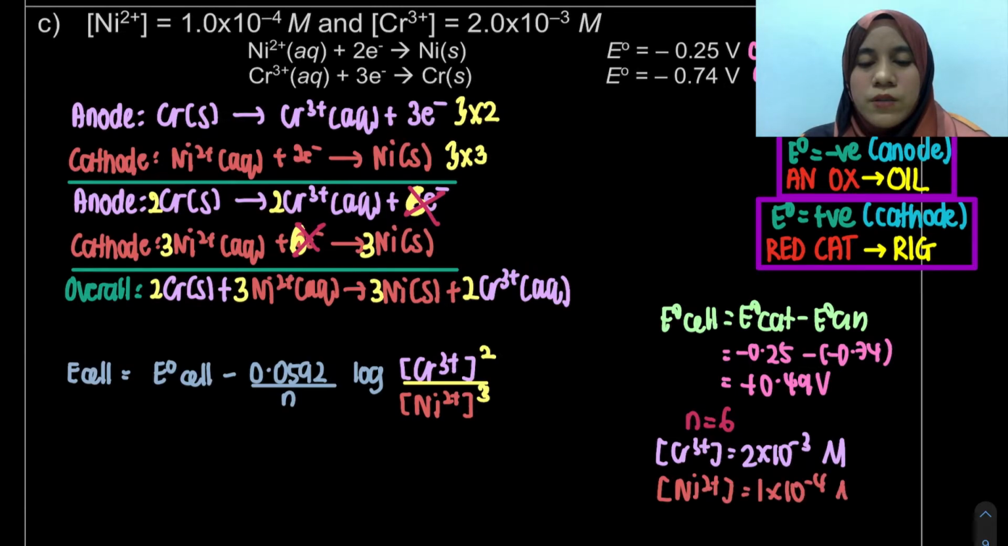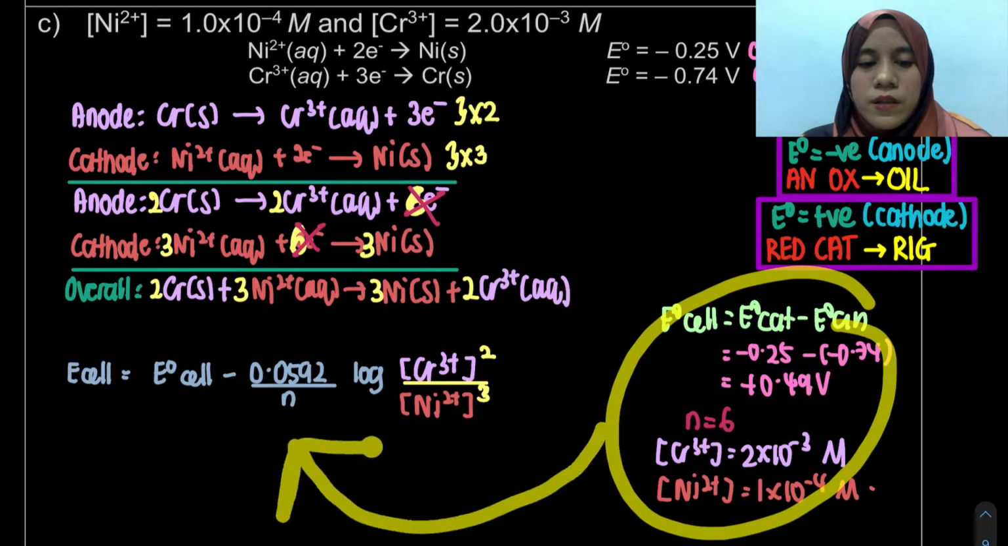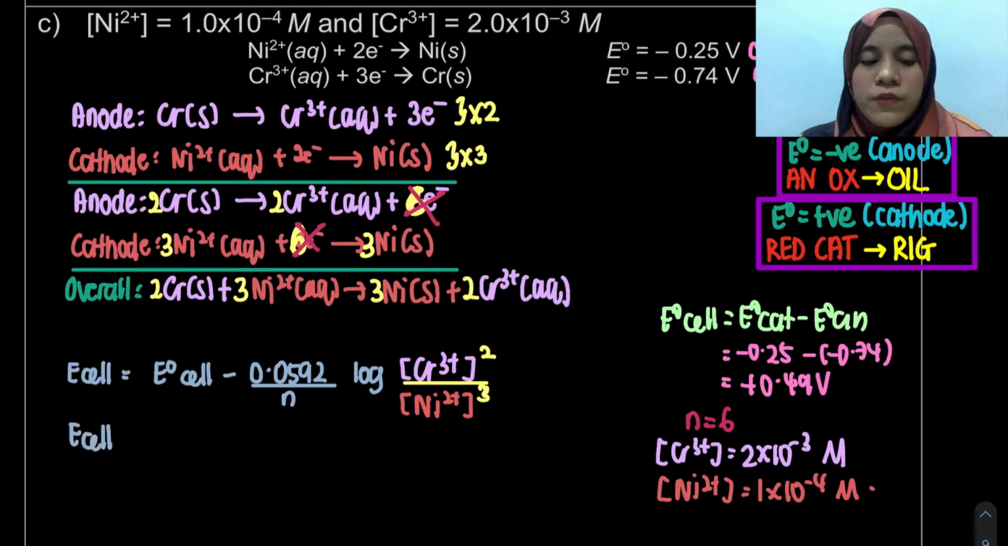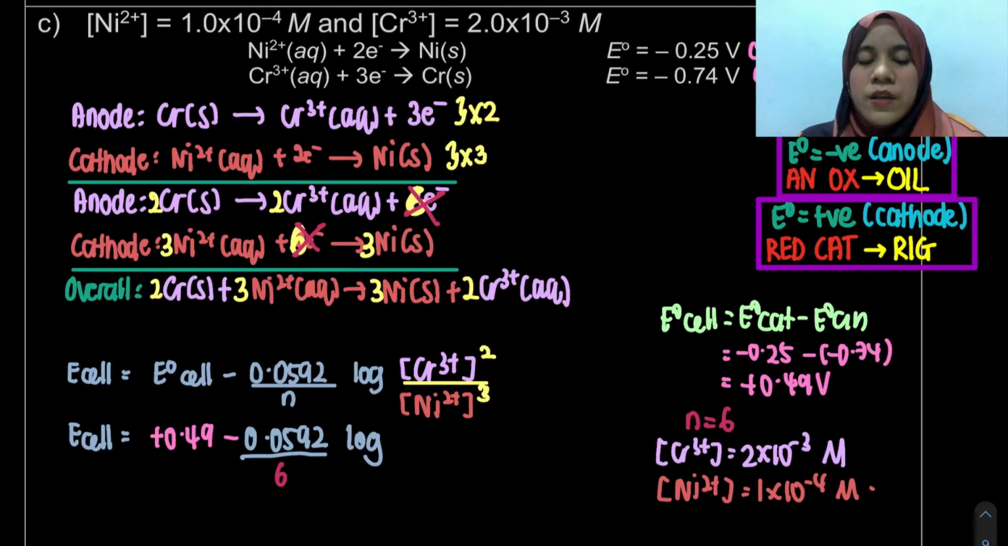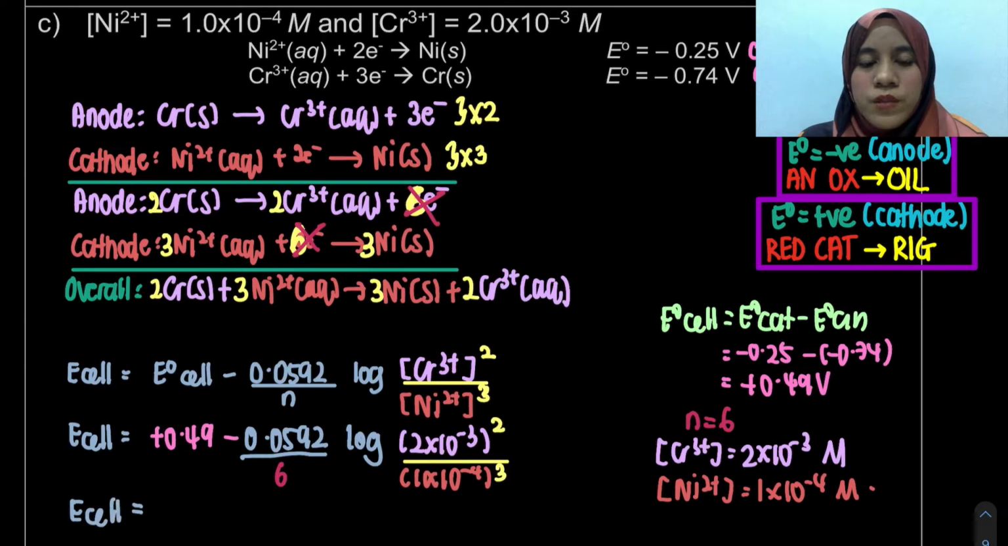Since all the components we have known the values, we can substitute them straight away. So here is positive 0.49 minus 0.0592 divided by 6, log of the concentration of Cr3+. Make sure here we have to the power of 2. And then for the nickel 2+, it is to the power of 3. So we will get the value of E cell to be positive 0.42 volt. Okay, so that is for question C.